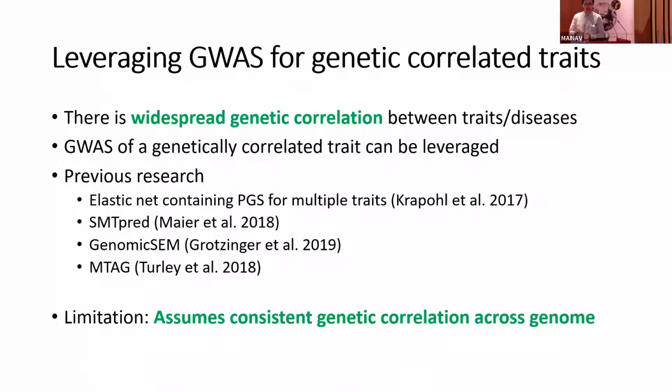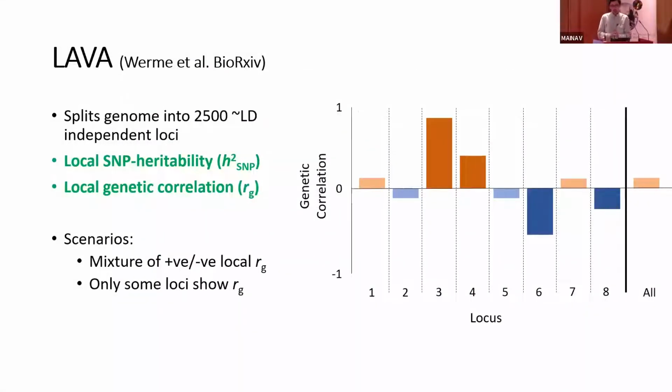But the limitation of these methods is that they all assume a consistent genetic correlation between the target and secondary phenotypes across the genome. However, newer methods have shown that a genome-wide genetic correlation is actually the average genetic correlation across loci. And these newer methods, such as LAVA, as well as others, can now estimate the genetic correlation within specific loci, termed the local genetic correlation, and they can also estimate the local SNP heritability.